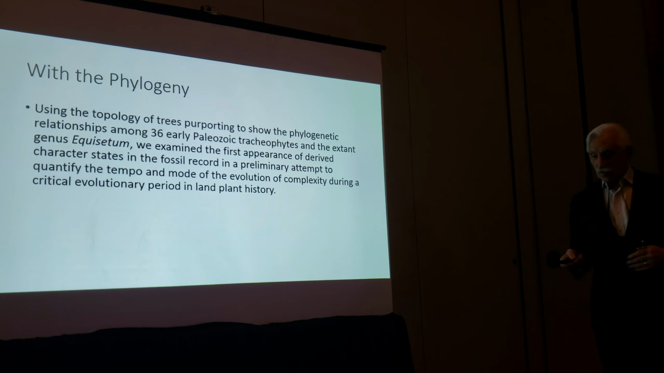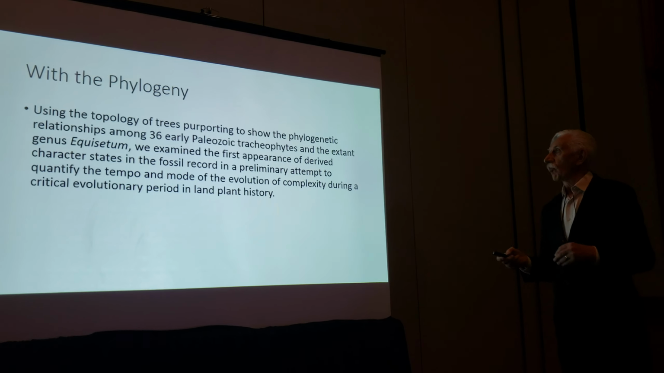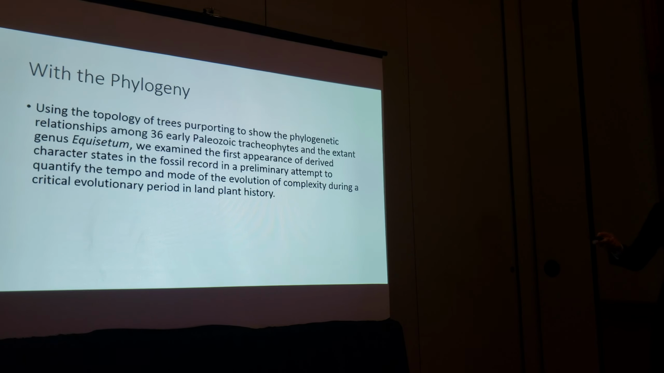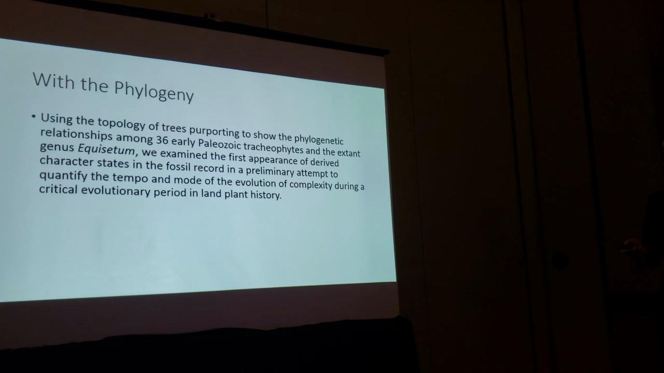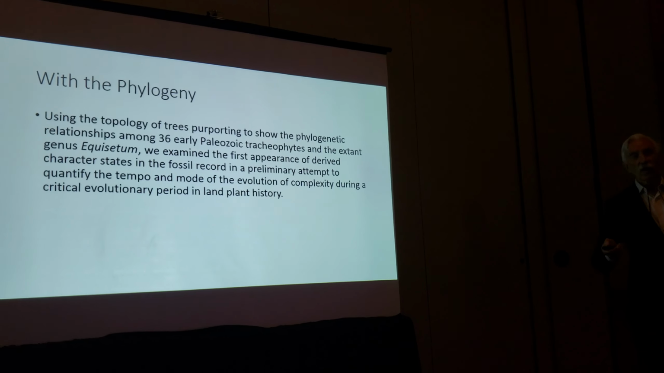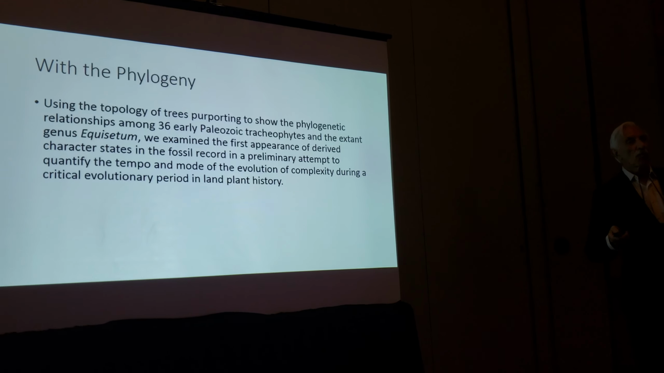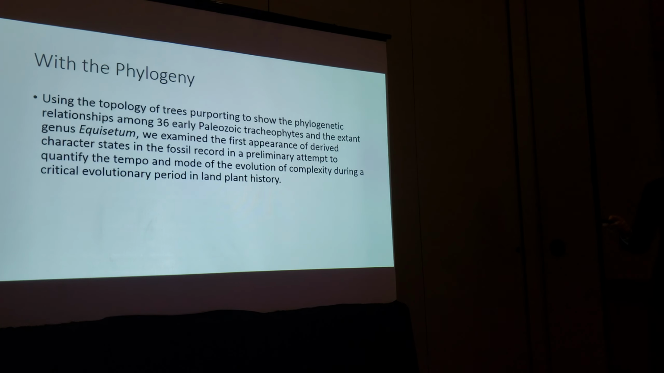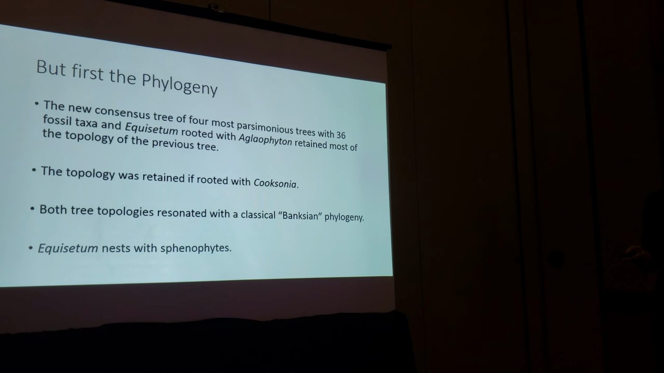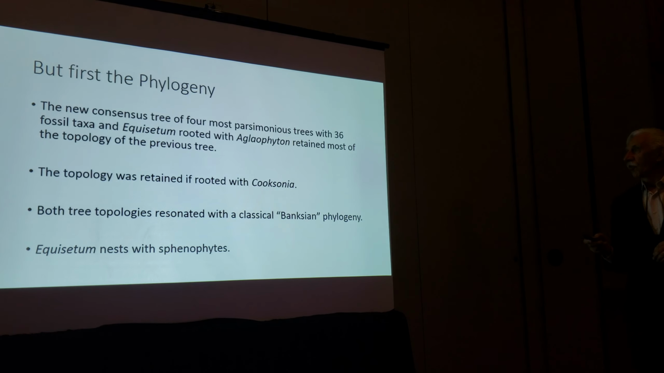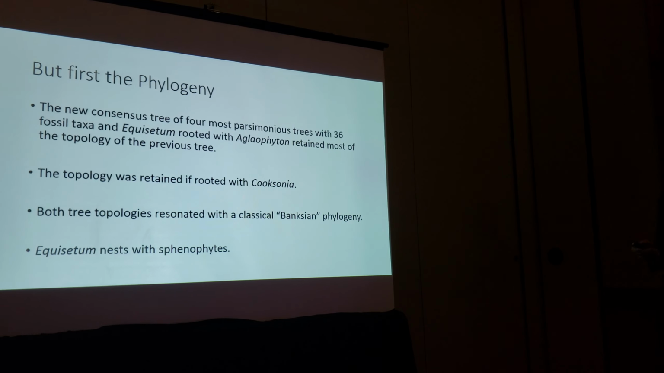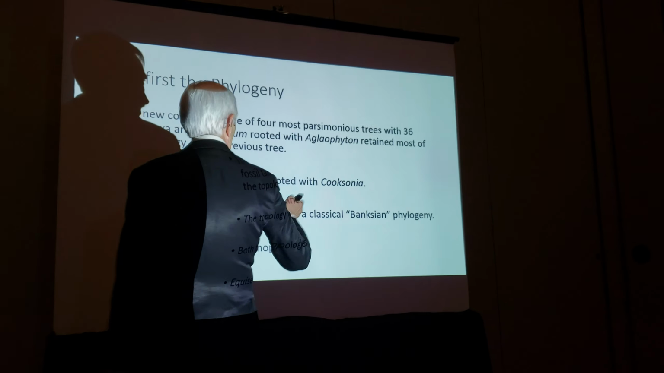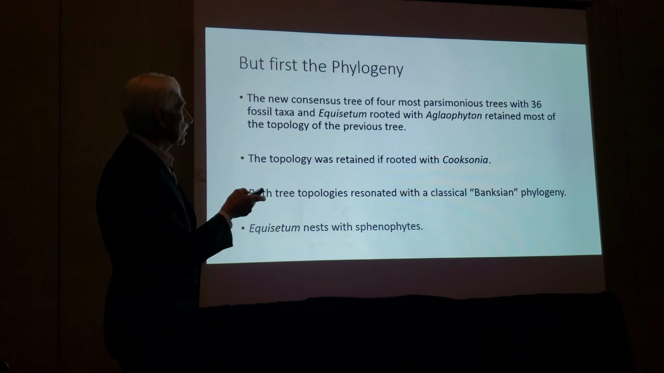With the phylogeny, so we get to the phylogeny, we used 36 Paleozoic tracheophytes and a few later ones, and Equisetum. We had a topology, well, we had four most parsimonious trees and a well-resolved combination thereof. The new consensus tree, 4 most parsimonious trees, 36 fossil taxa, and Equisetum rooted with Aglaophyton, retain most of the topology of the previous tree.